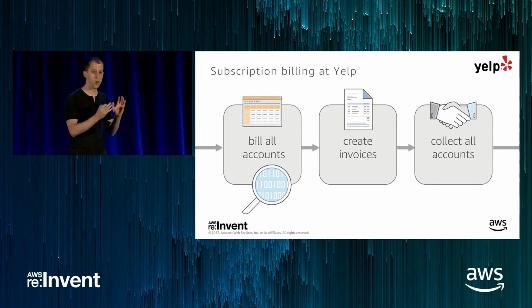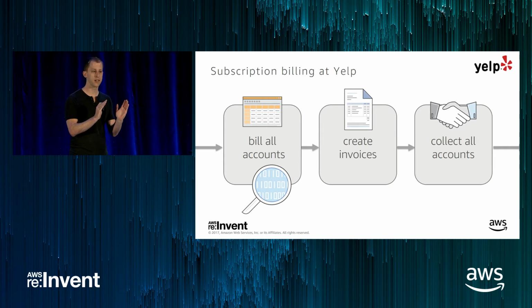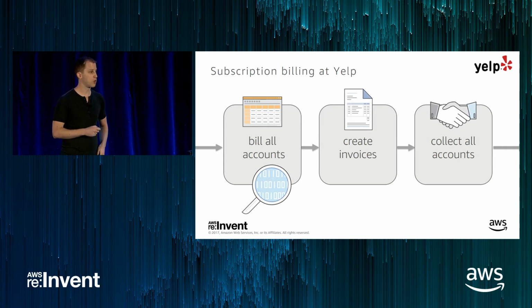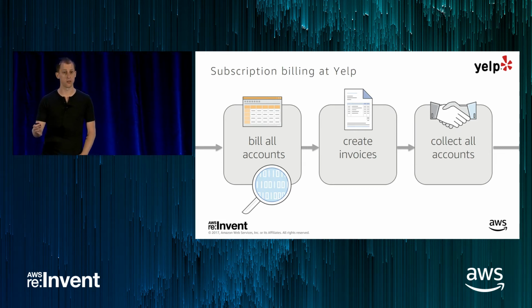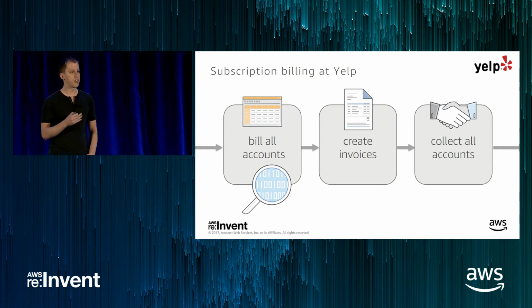So first, we go over all of the accounts that we're discussing, over 100,000 of them, and we're essentially trying to figure out what does each advertiser owe to us. That's the bill account step. And then after that, we're going to make invoices and we're going to collect money from those accounts. But as we were scaling this up, we hit a complex problem.